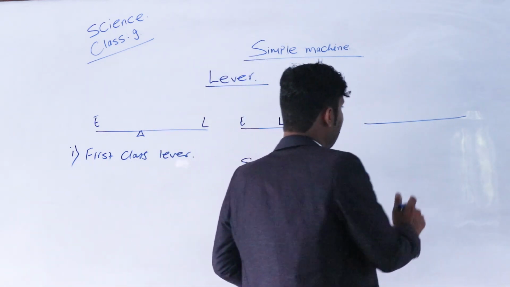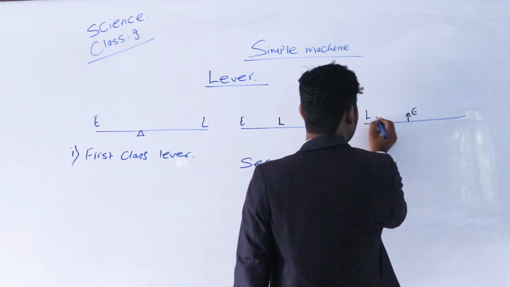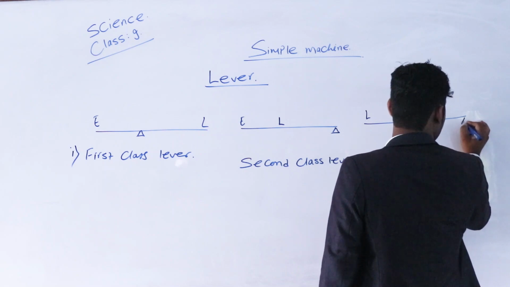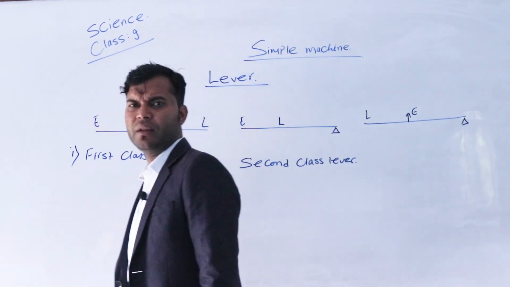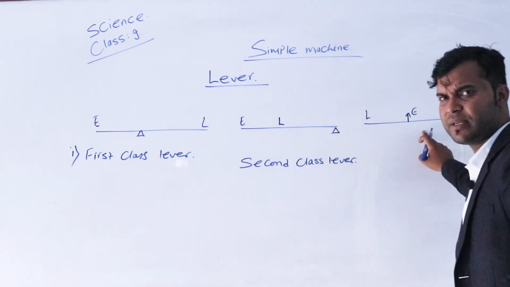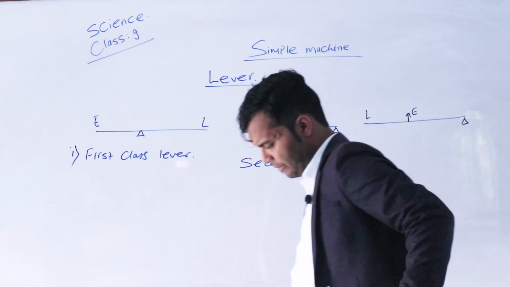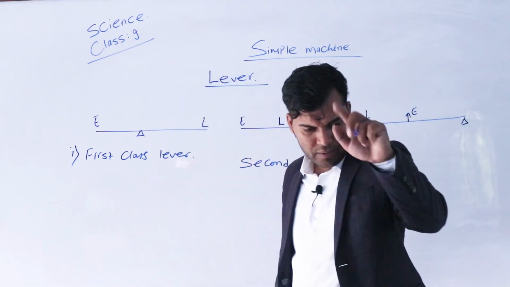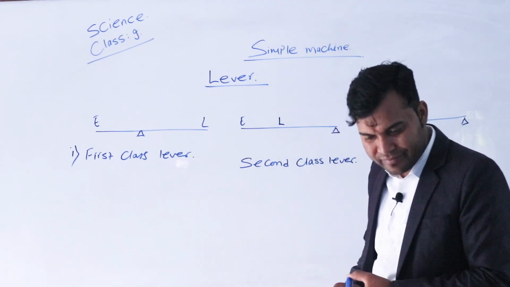When the effort lies in between the load and the fulcrum, it is called a third class lever, isn't it? For example, a fishing rod.